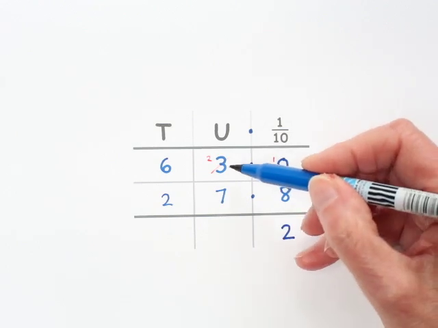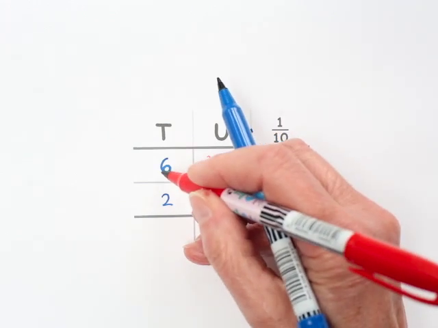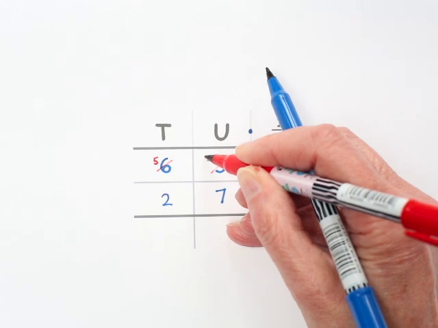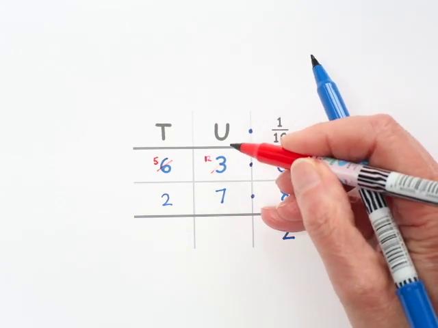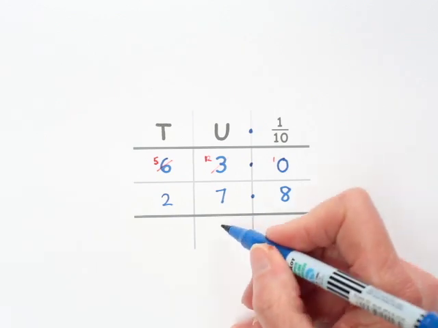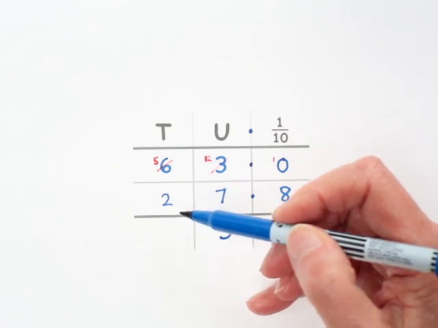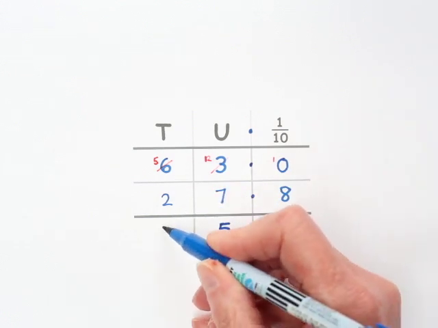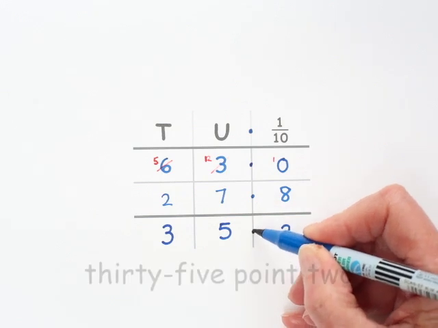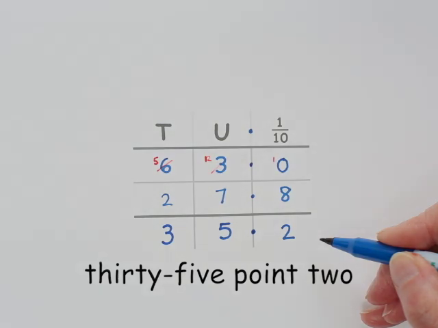Now in the units column, 2 take away 7, you can't do that either. So take 1 away from the 6, leaving 5 in the tens column, put it beside the little 2 as a little 1. Now in this column you've got 12 take away 7, which is 5. And in the tens column you've got 5 take away 2, which is 3. Put in the decimal point under all the others there, and that's the answer, 35.2.